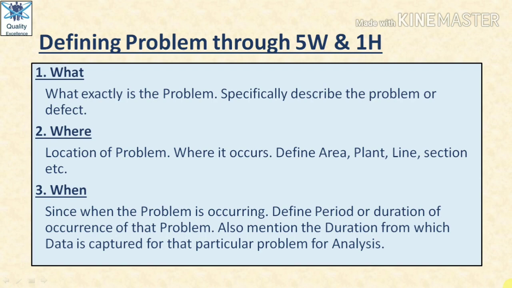The third is when. Since when the problem is occurring. Define the period or duration of occurrence of that problem, and also we need to mention the duration from which data is captured for that particular problem or analysis. So here we need to define since when the problem is existing, and second, from what duration the data is collected for analysis.